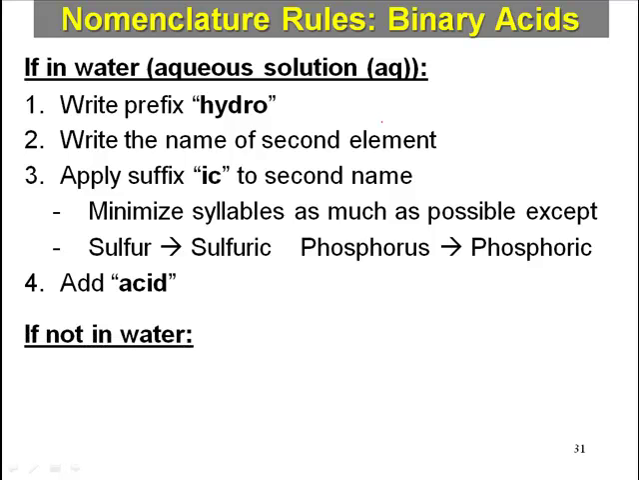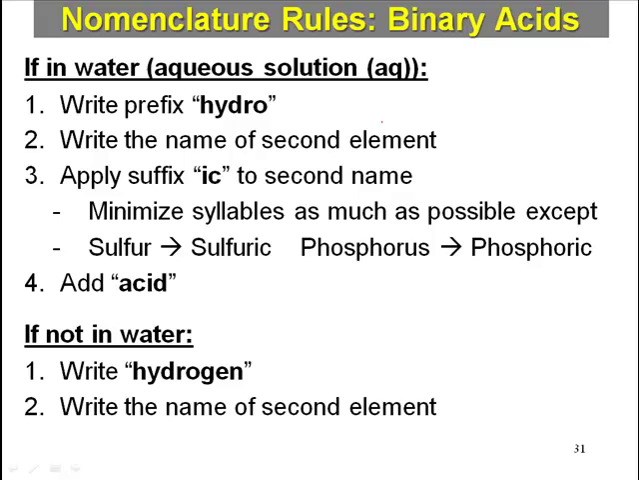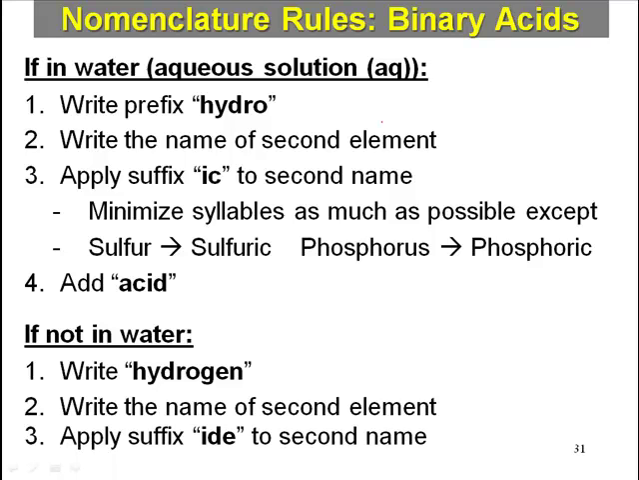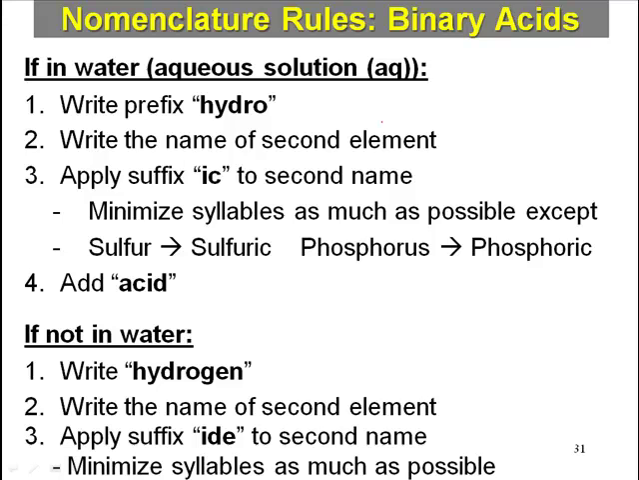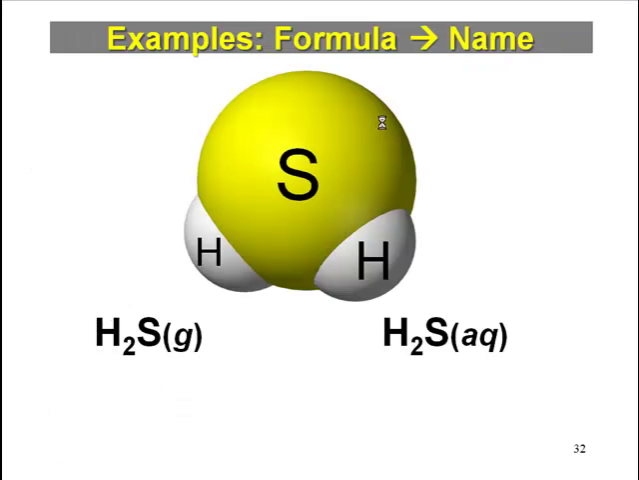Now, if it's a binary acidic compound, but it's not in water, it no longer has properties of an acid. It's not in water. So all you have to do is write hydrogen and the name of the second element. Then you add IDE to the second name, just like a binary ionic. And minimize syllables as much as possible.